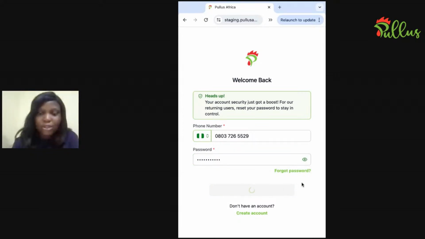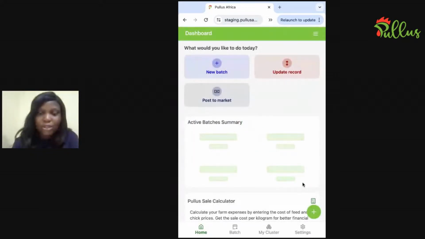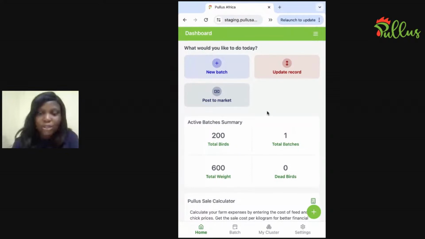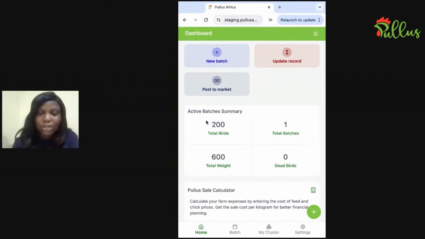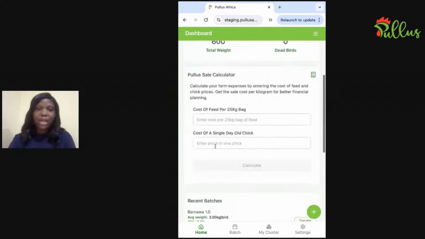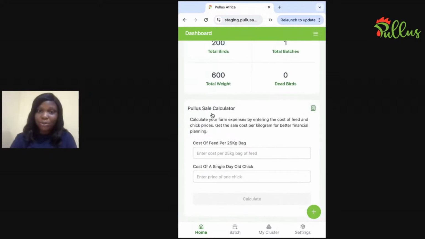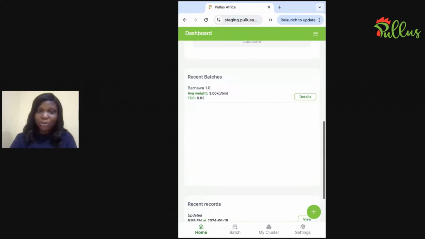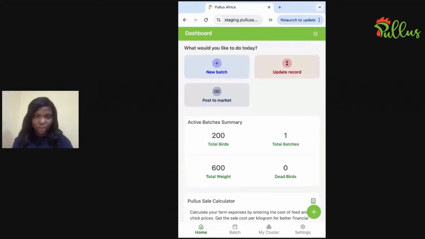Okay, so I'm just going to log in. And we're here. Very easy, very straightforward, and you can see your dashboard. Here you can see your active batches, your total batches, total weights, dead birds, the sales calculator I told you about, recent batches, recent records, and other interesting features.